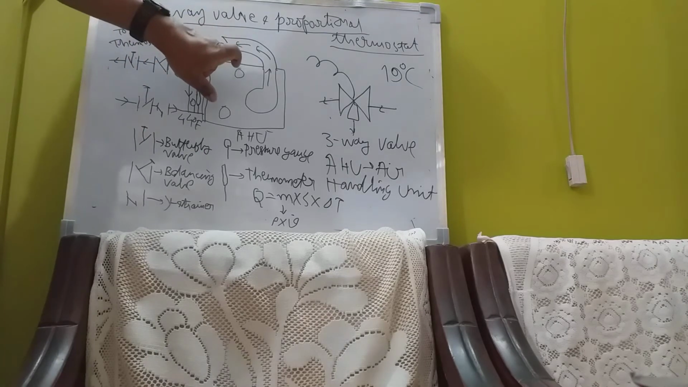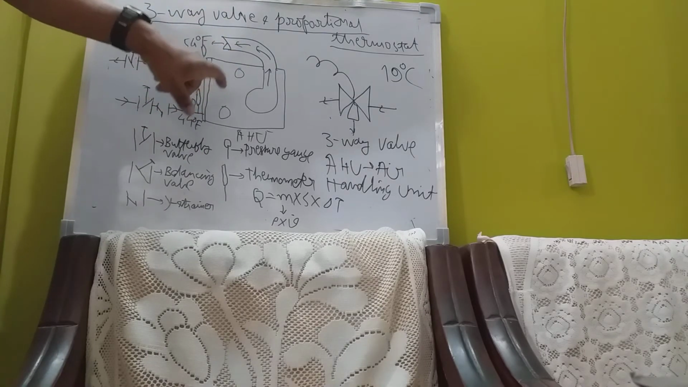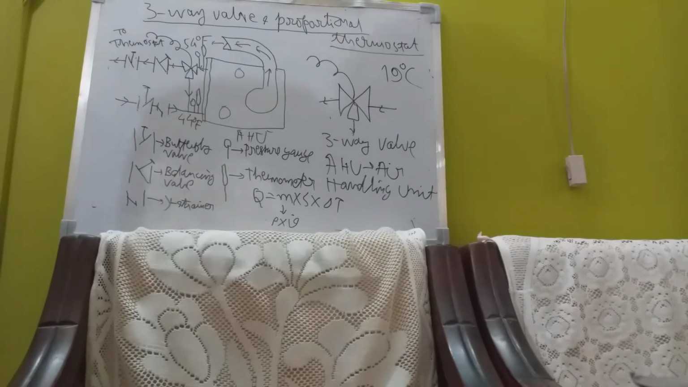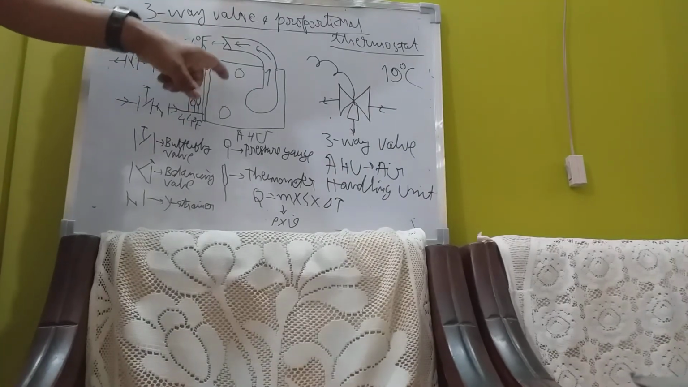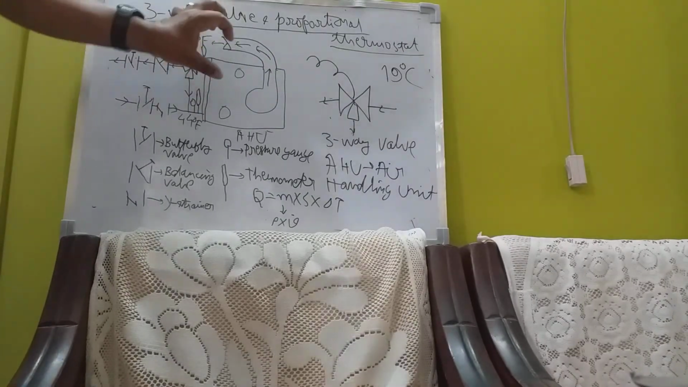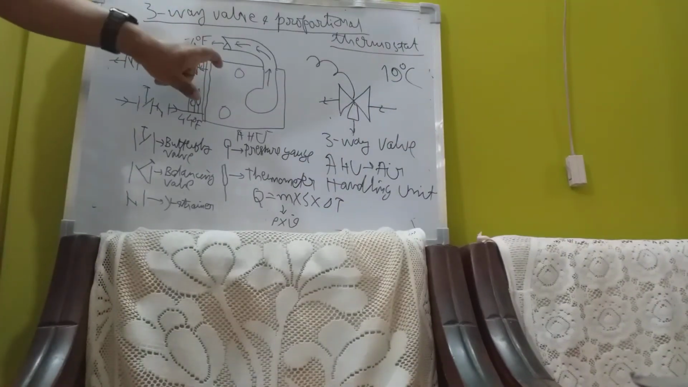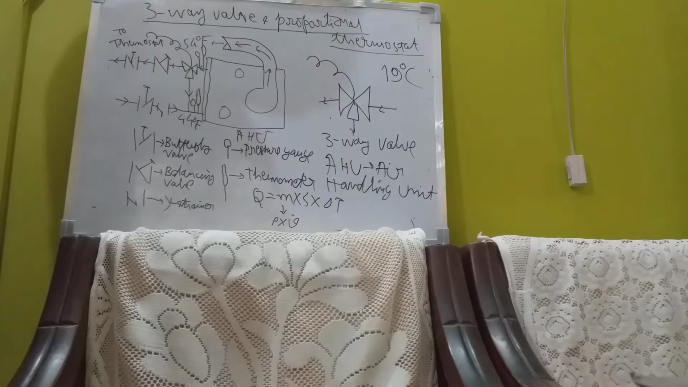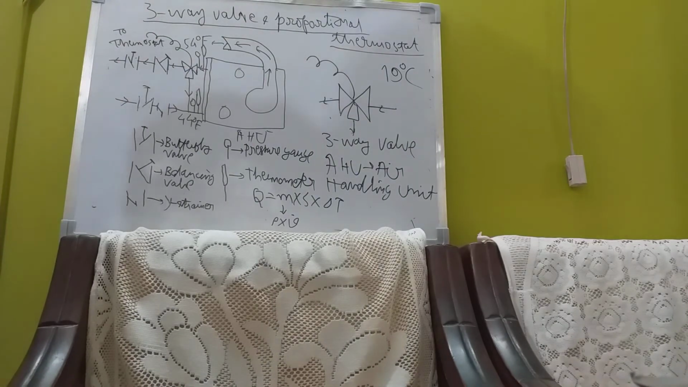Now to maintain the temperature of delta T, this coil plays a very, very crucial role. Not only delta T, two things: tonnage and delta T. Temperature difference and tonnage, there are two things there. Tonnage and delta T are to be maintained by this chilling coil, the chilled water coil.